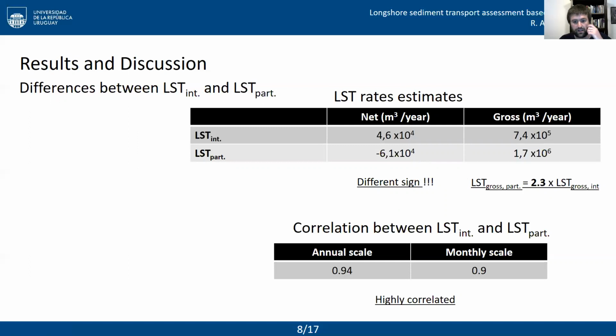It means that if we use one approach, we obtain a transport in one direction, and if we use the other approach, we are going to obtain transport in the opposite direction, right? For the same data. But if we look at the correlation between these two estimates, the correlation is high at annual scale and also at a monthly scale.